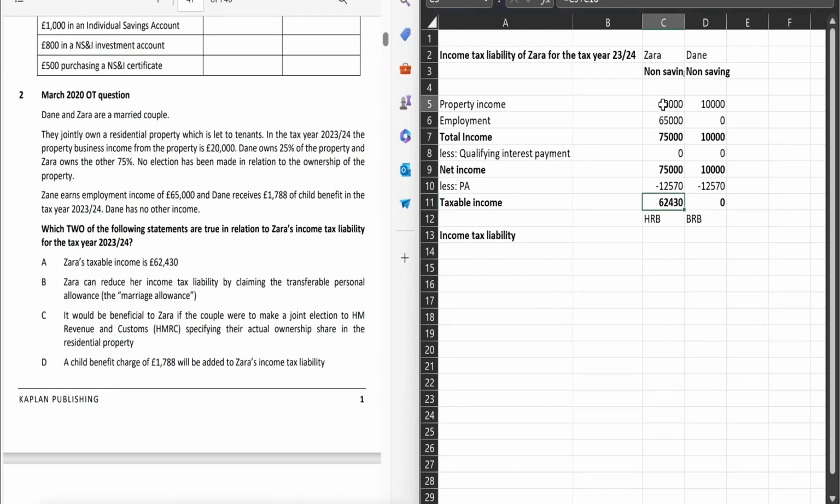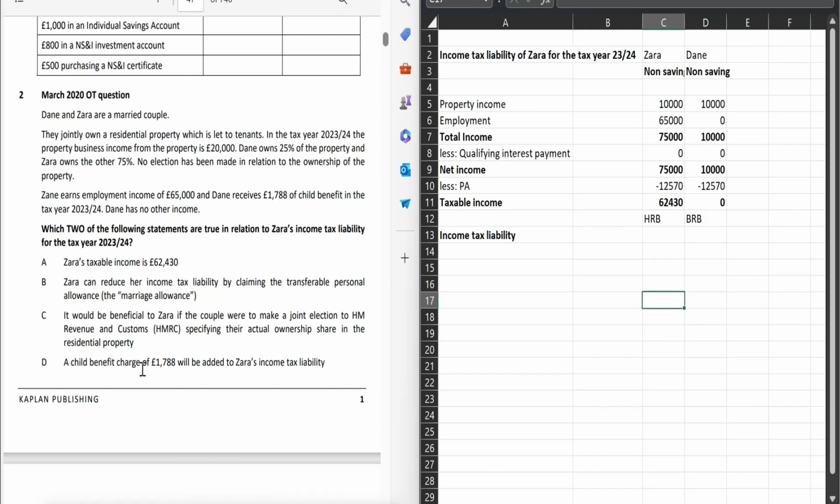Let me check. If I say, okay, I own 75%, my taxable income will increase. It will be up to 67,430. Earlier, it was 62,430. So by 5,000, my taxable income will increase, and so will my income tax liability, right? So it is not the beneficial option.